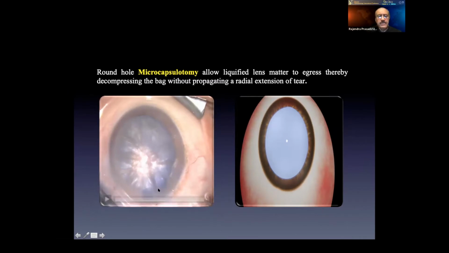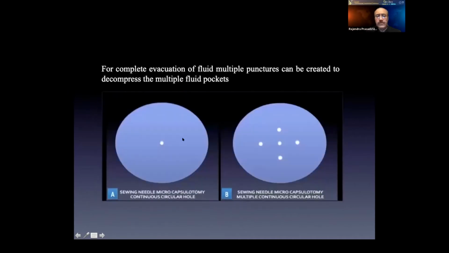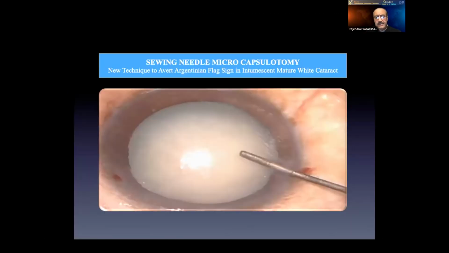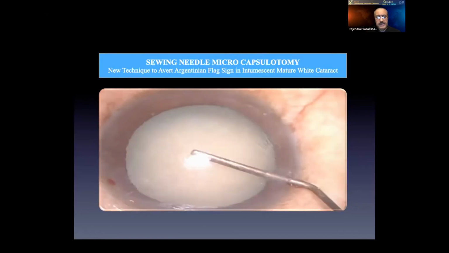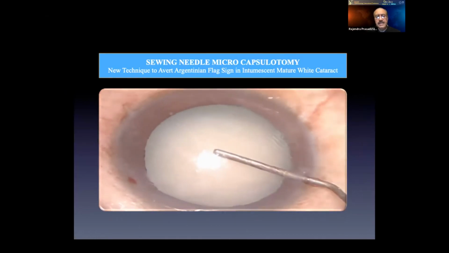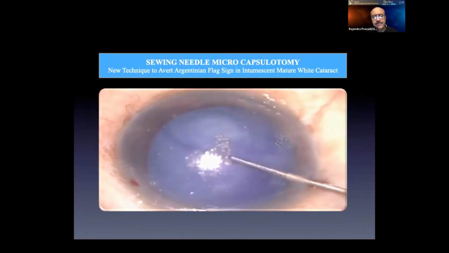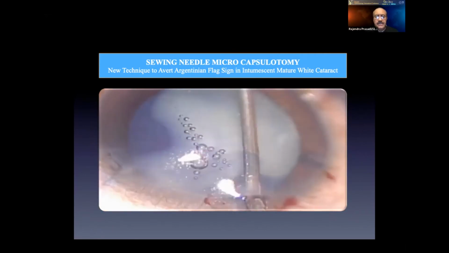And once you have completed the evacuation of the fluid, then we can start. We can make a single or multiple punctures on the anterior capsule. So if you have multiple fluid pockets, then we can use multiple punctures to evacuate the intralenticular space completely. So this is the video, I'll just show you this. In this intumescent white cataract, we can see an absolutely swollen and tense anterior capsule.